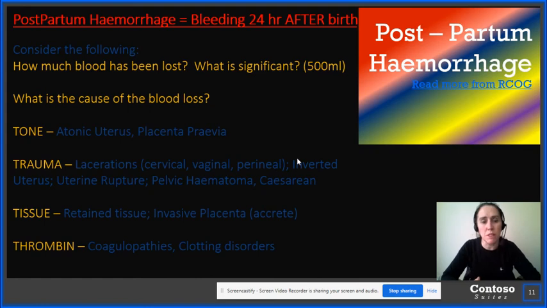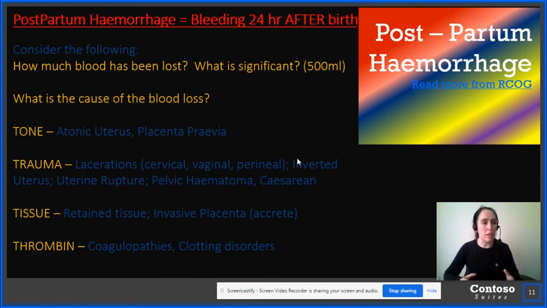Retained placenta might not be visible, might not be presented to you while you're there at the birth. This might come a day or so afterwards, and that would come with some bleeding as well. So if you're called to a patient who's given birth a couple of days ago and they're bleeding, then we're thinking about postpartum hemorrhage. This can be massive.